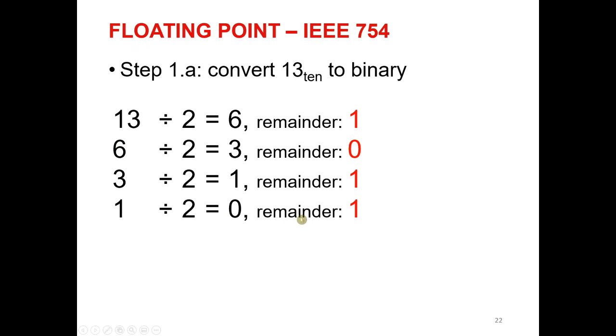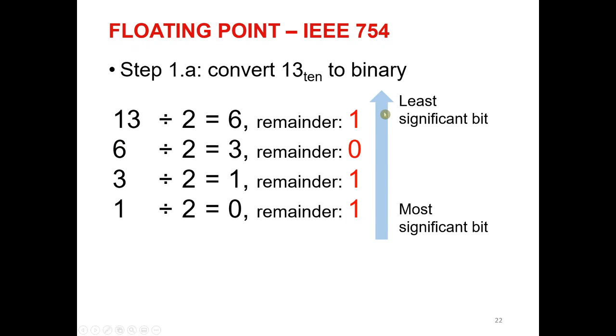And as the result is 0 here, this means we have finished. And in this case, we need to read this number from bottom to top. So here is the most significant bit at the bottom, and at the top is the least significant bit. So this means that 13 in decimal is 1101 in binary. Okay, there are other ways of converting from decimal to binary. I just wanted to show you this way.